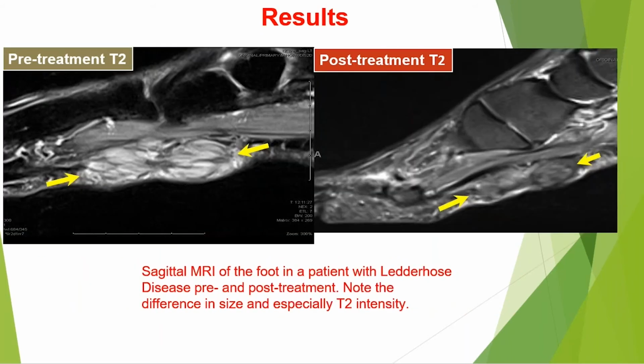This sagittal MR of one of my Ledderhose patients shows pre-treatment T2 weighted imaging on the left, and then the post-treatment T2 imaging, where you see more than the size, although there was some reduction in the thickness of this fibroma in the midfoot of the patient's foot, but the intensity was significantly reduced.